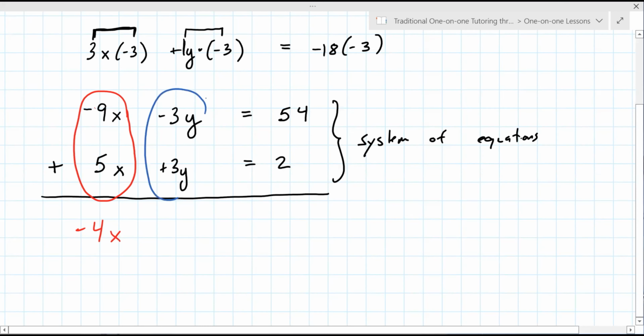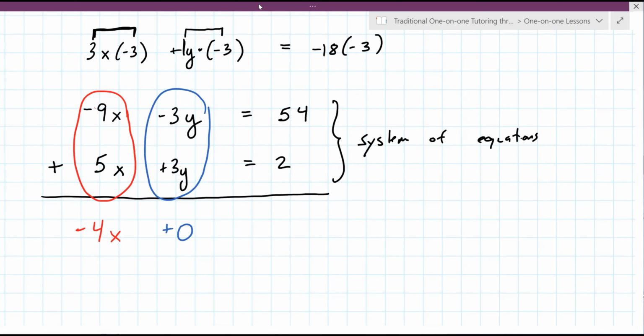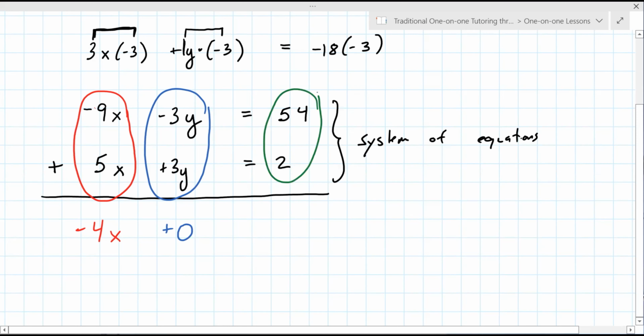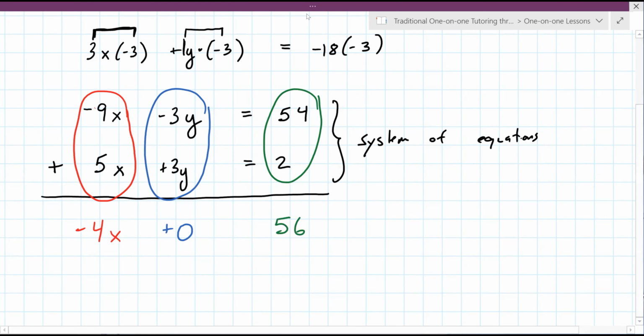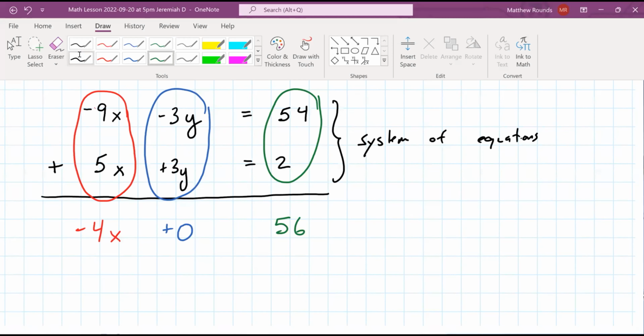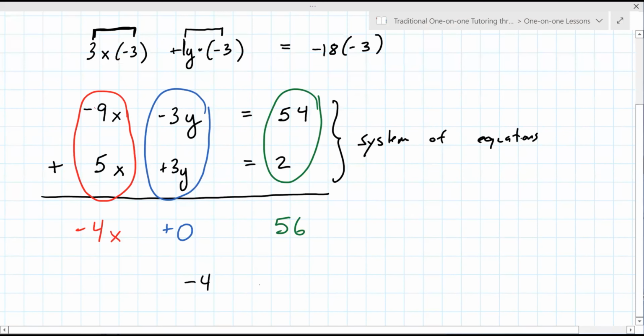Okay, let's try this one here. -3y plus 3y. They're opposites, right? One's negative, one's positive. It's 0. And how about that last one there? 54 plus 2 is 56. Perfect. So here's our new equation: -4x equals 56. Why did I not write the 0?